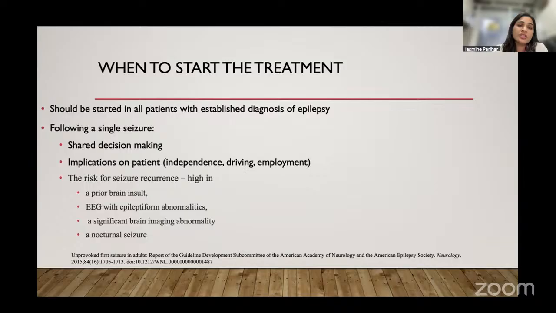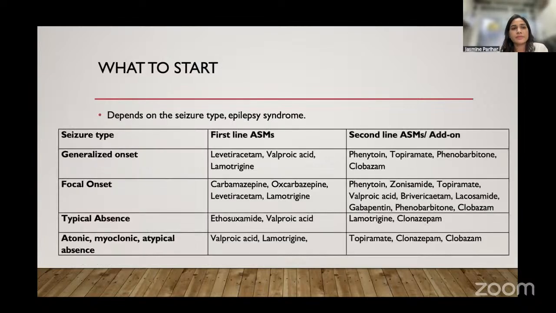If the patient's EEG shows some epileptiform discharges, if the patient has a significant brain imaging abnormality, and if the patient has the first seizure as a nocturnal seizure, the chances of recurrence of seizure are high, and these patients mandate starting anti-seizure medicines. Now, what to start? It depends on the seizure type. So here is a chart.